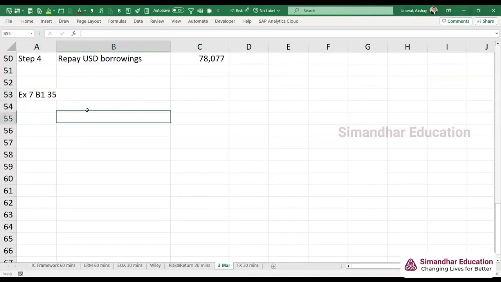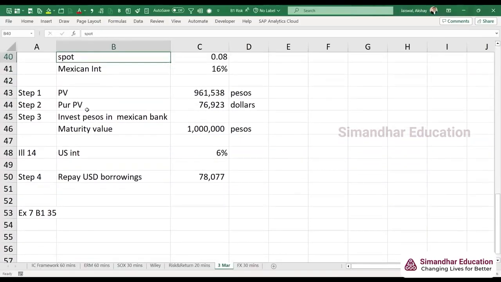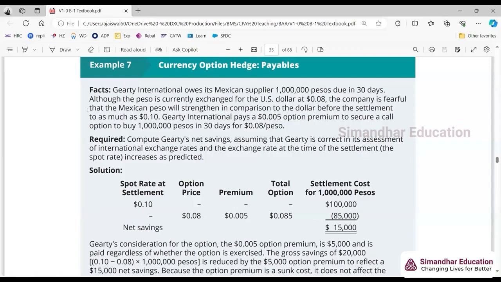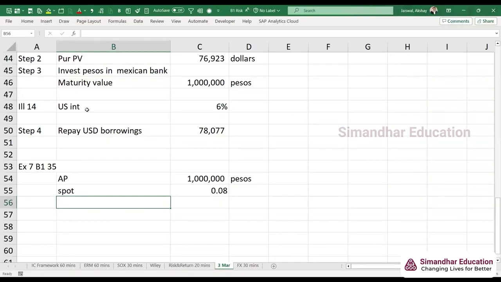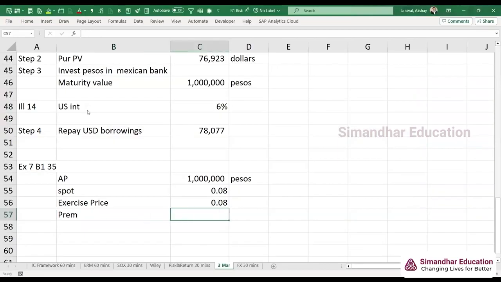135. Okay. So let's note down the things. I think similar things are written here also. The exercise price means the price at which we can exercise the option, at which we can buy it. Exercise price is also 0.08. Premium is 0.005. Okay, this is all per peso.